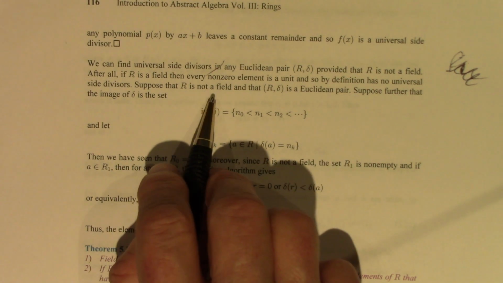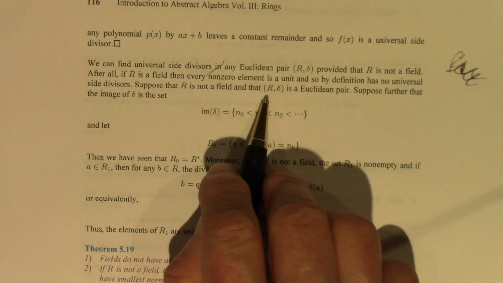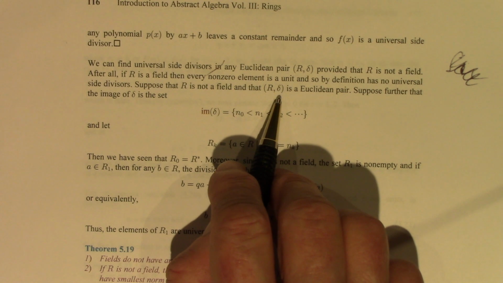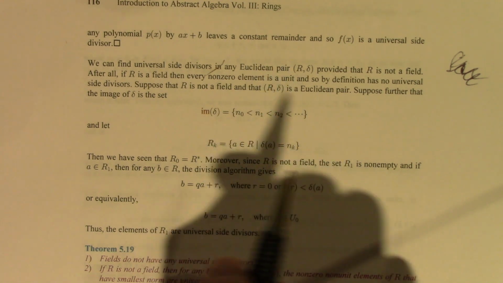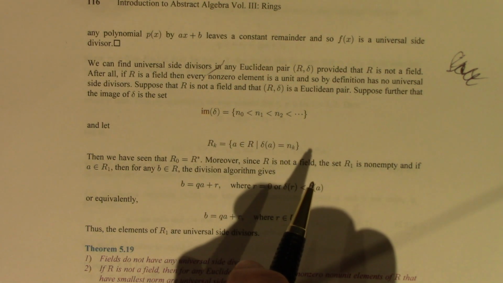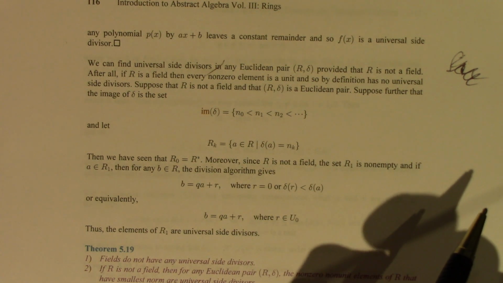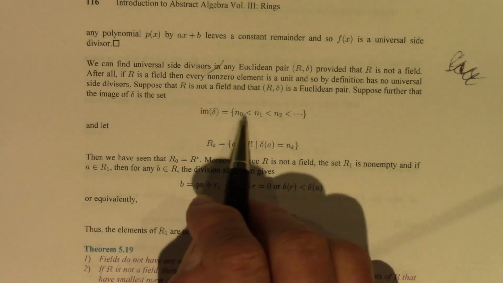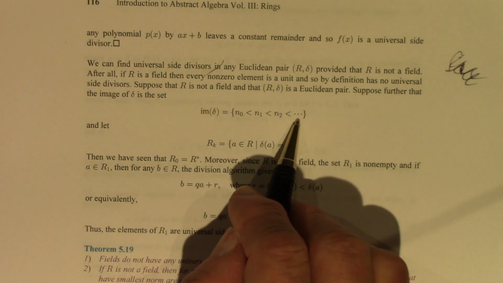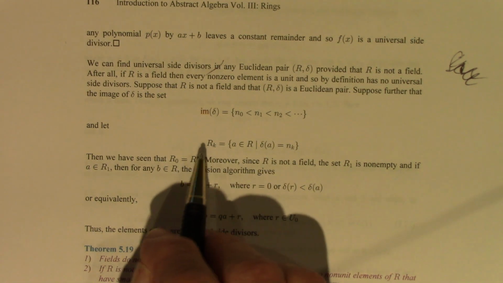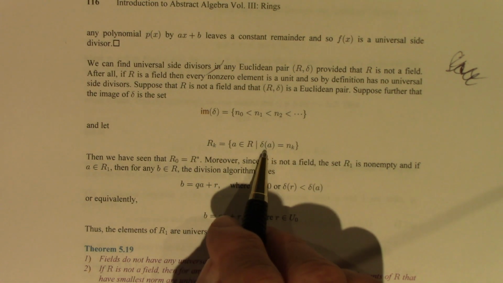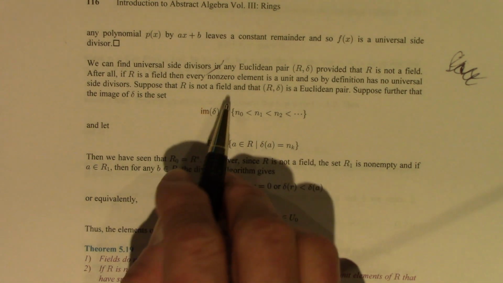So suppose that R is not a field, and this R, delta is a Euclidean pair. And suppose further that the image of delta, remember delta maps R to the natural numbers, suppose the image of delta is this set of natural numbers in increasing order. And let R sub k be the set of all elements whose norm is n sub k.